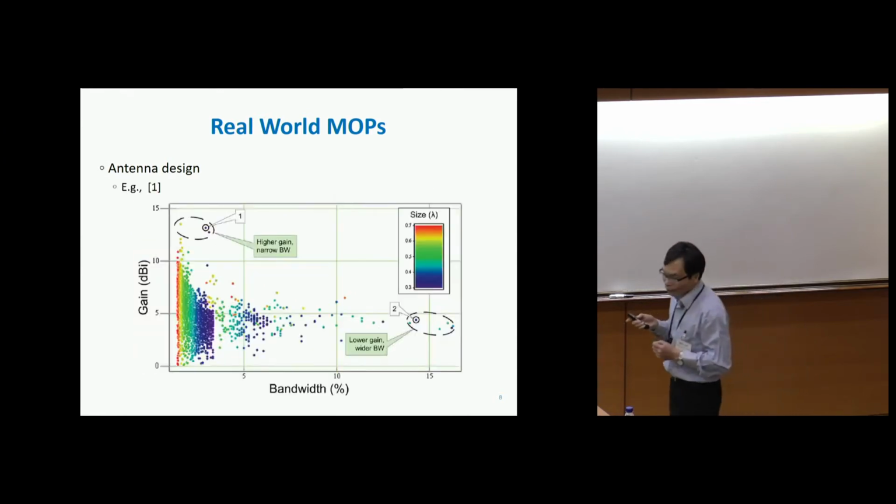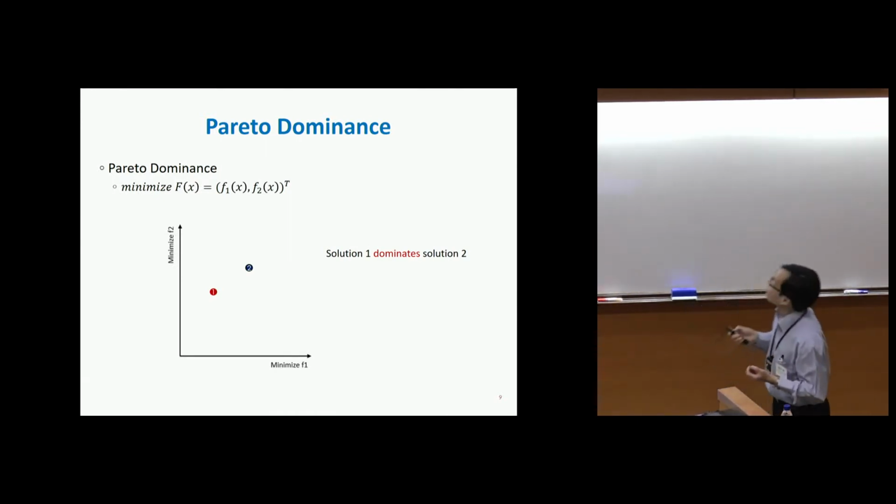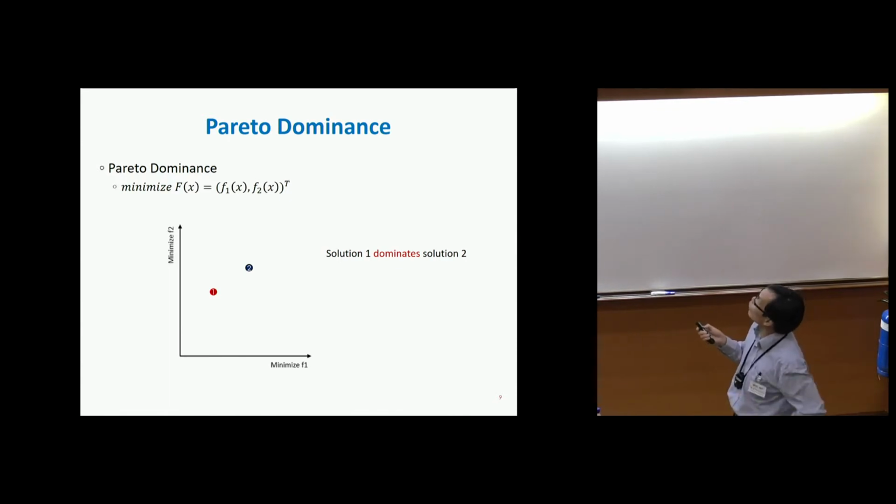So the idea in multi-objective optimization is that we are trying to find a set of solutions. If we have two solutions under Pareto dominance, the idea is that solution 1 will dominate solution 2.